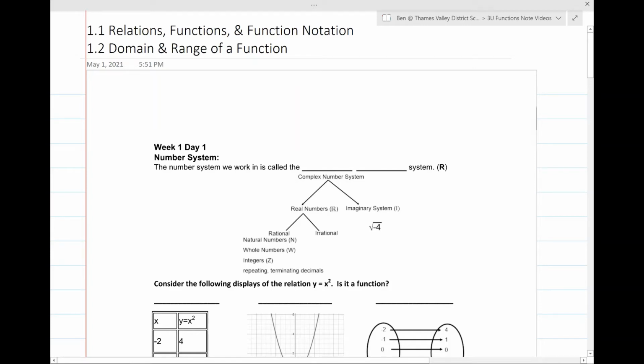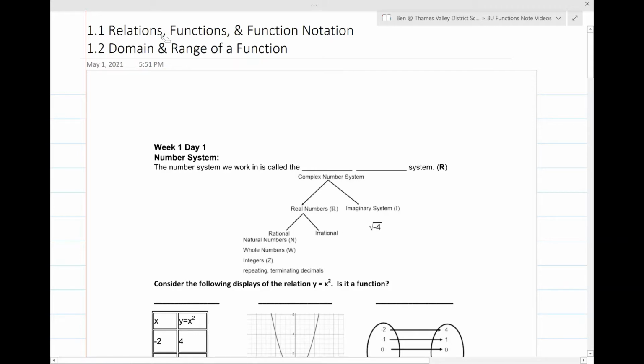All right, folks, so today we're going to talk about relations and functions, the difference between those two terms. We're going to talk about some function notation, how to use f at x and f of x, and we're going to talk about how to tell the domain and range of a function, what those two words really mean.